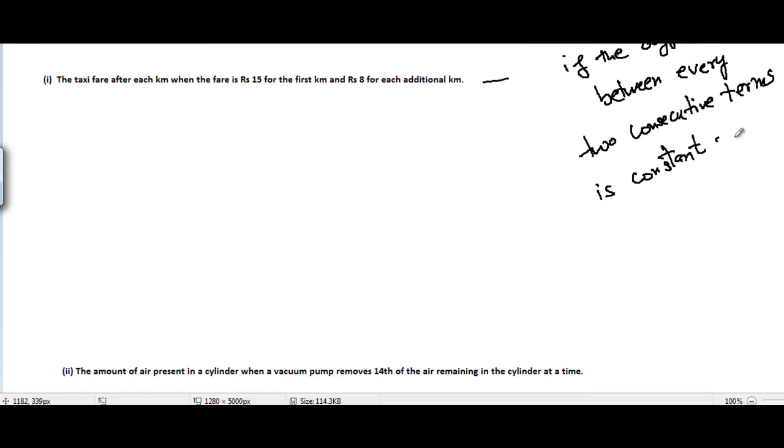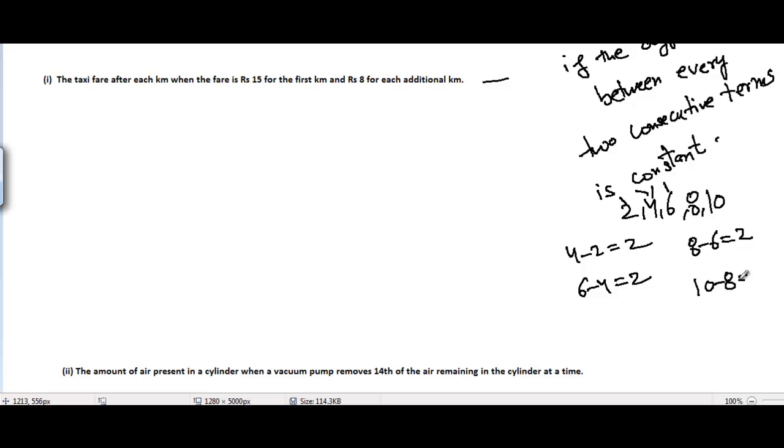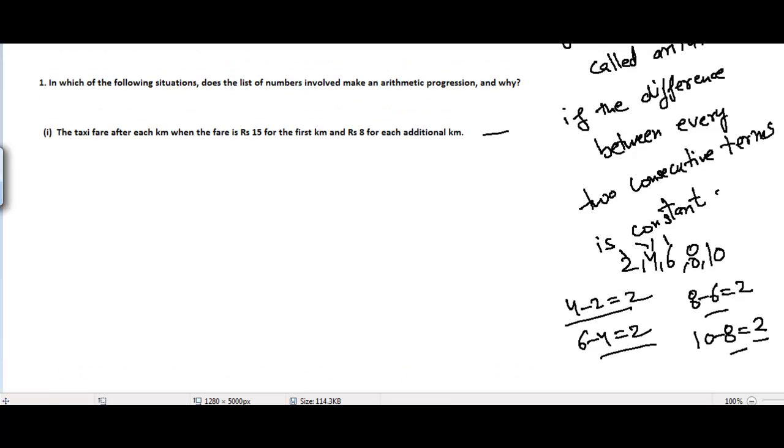For example, we take an example here: 2, 4, 6, 8, 10. If we note the difference between any two consecutive terms, for example 4 minus 2 is 2, 6 minus 4 is also equal to 2, 8 minus 6 is also equal to 2, and similarly 10 minus 8 is also equal to 2. So the difference between any two consecutive terms is constant here. So 2, 4, 6, 8, 10 is an arithmetic progression. Okay, now we can go through a problem, and according to this situation, we will have to tell whether it is an AP or not, whether it is an arithmetic progression or not.